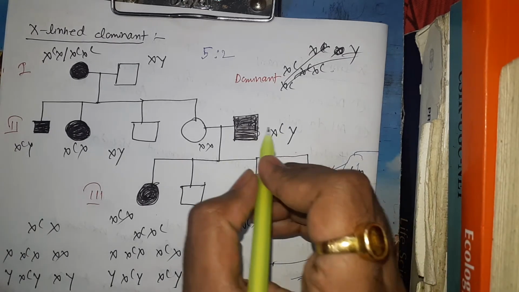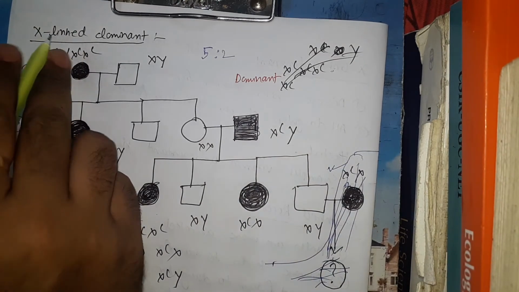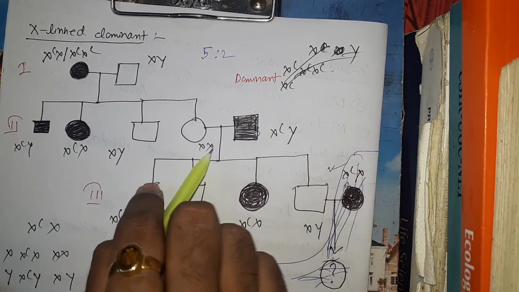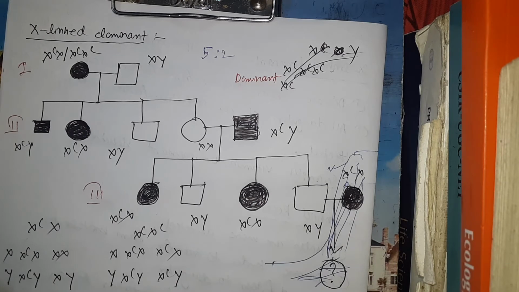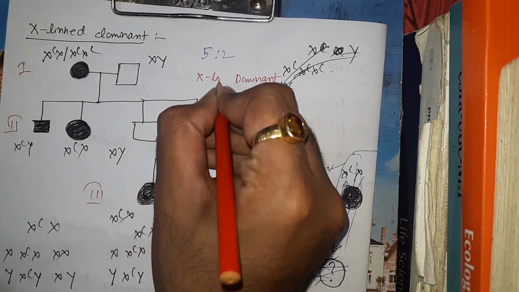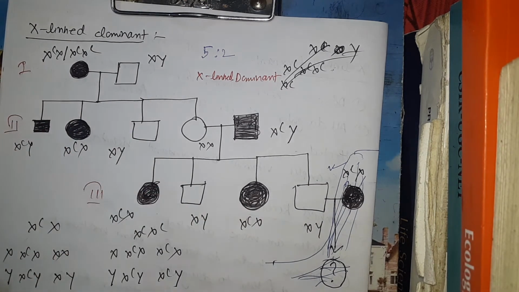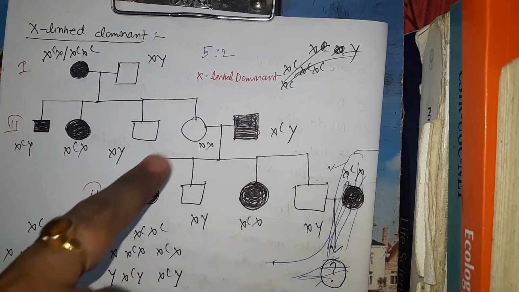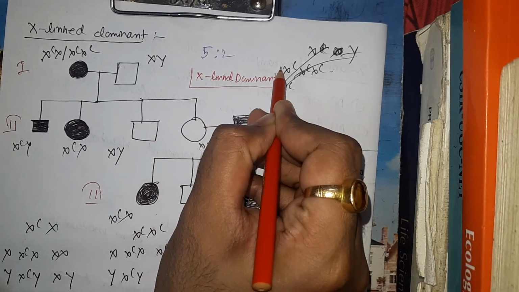So let's discuss again. I have told you that if it is X-linked dominant, then an affected father will have affected daughters, as it is shown here. So we can easily conclude that it is X-linked dominant, right? There are two pieces of evidence: first, sex bias, and second, the father is affected, and as a result all the daughters are affected. So we can easily conclude that it is X-linked dominant.